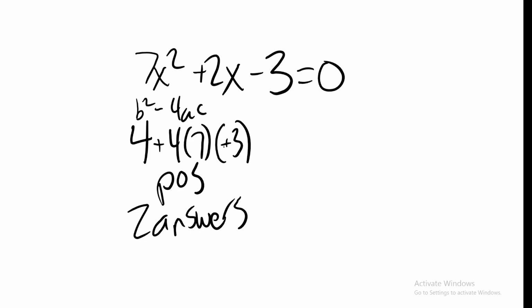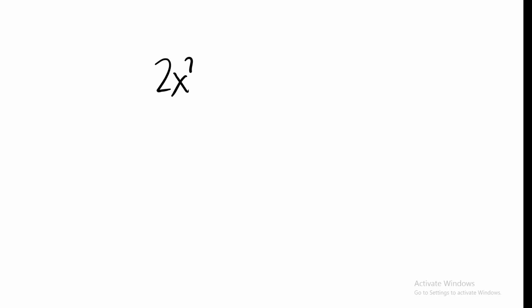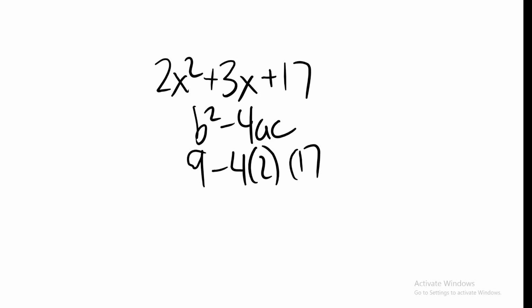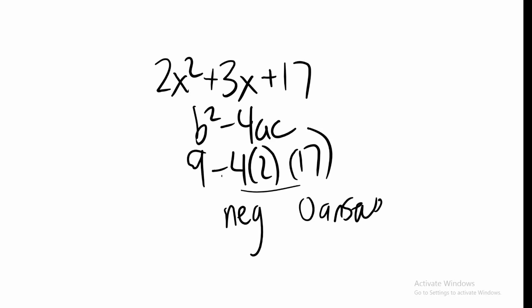So let's try another one here. 2x squared plus 3x plus 17. b squared minus 4ac. Let's go. We get 3 squared, 9, minus 4 times 2 times 17. This is going to be positive, and we're subtracting it, and it's like big. Like I'm too lazy to figure it out. So we're going to be negative. So 0 answers. That's it. That's the discriminant game.